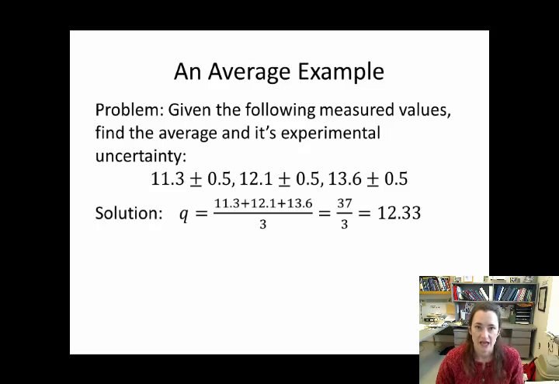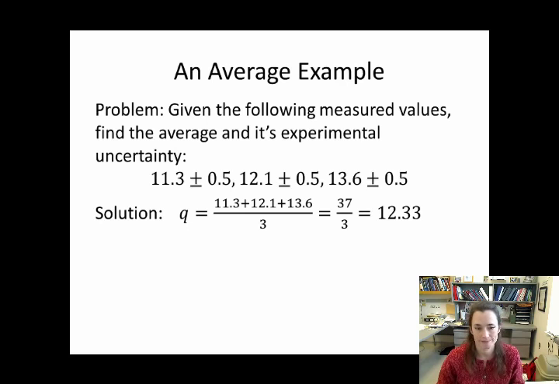Well, we know how to take an average. That's pretty straight up. Hopefully you've got that one memorized by now. So the way to take an average is you sum up your values and then you divide by the number of values that you have. So in this case, you're summing 11.3, 12.1, and 13.6, and that sum gives you 37. And then you have three values. So 37 over 3 gives you 12.33.